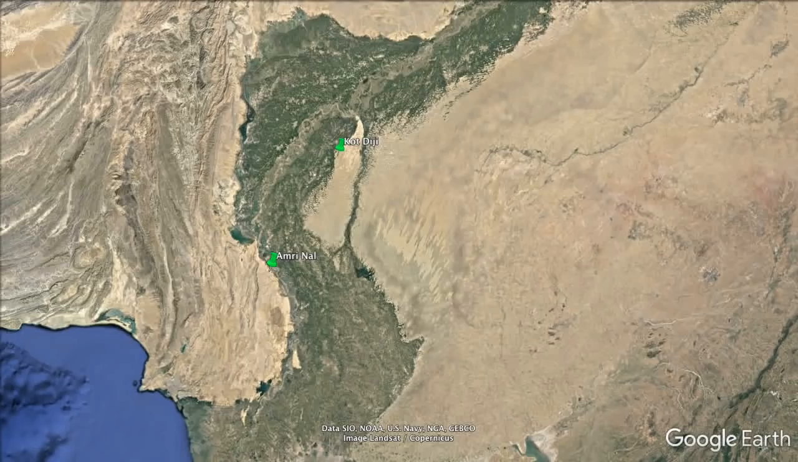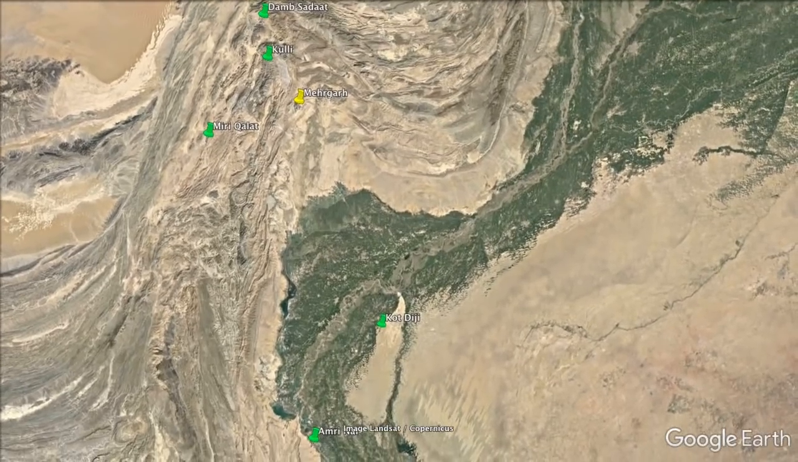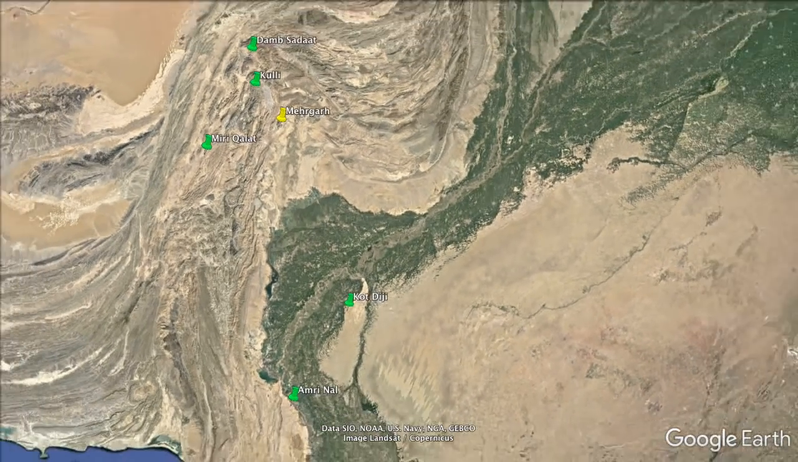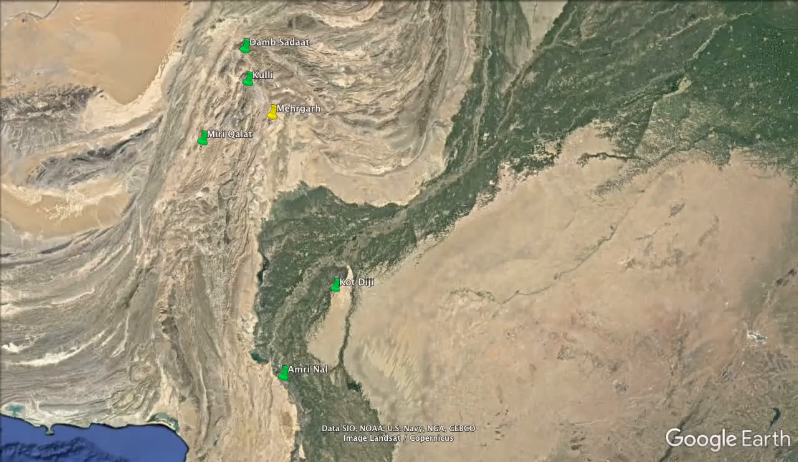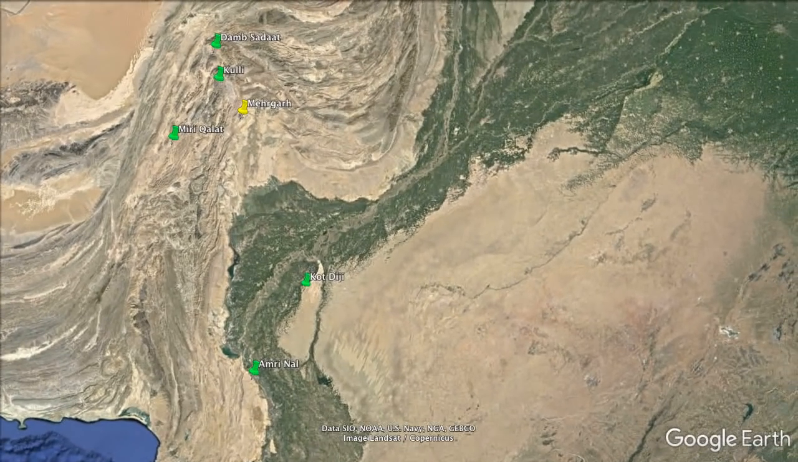So Amri Nal also developed its own sort of regional cluster. There was this regional cluster around Koldhiwa, with similar artifacts found in smaller villages around Koldhiwa. And you had a regional cluster developing around Amri Nal, with again similar artifacts being found in smaller settlements around Amri Nal. So you see that this zone, this key riverine zone of the Indus Valley, is becoming highly contested.